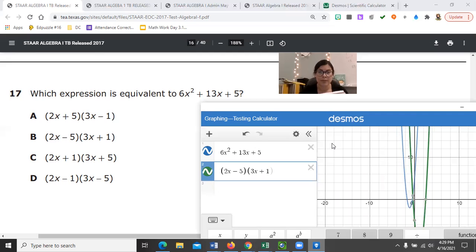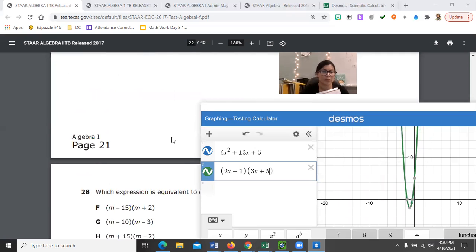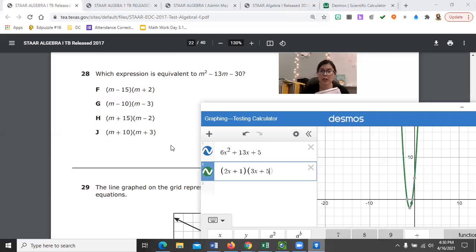Are they the same? No. Let's try the next one. Are they the same? Yes, so that's your answer. Okay, let's try another one. Okay, so do the same thing here. What strategy? Do I store numbers? Do I see if they go through the zero, or do I check if they're the same graph? You check if they're the same graph, so try it.